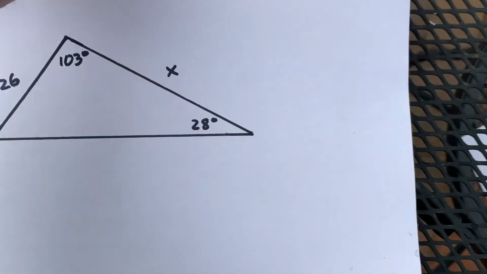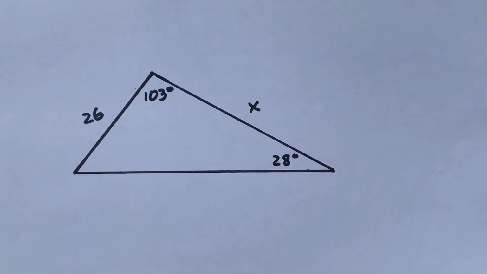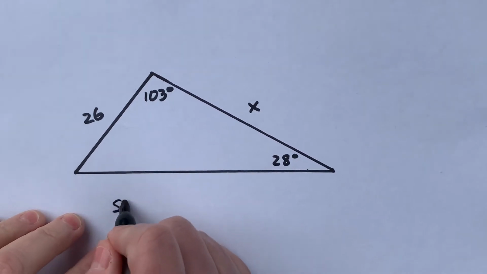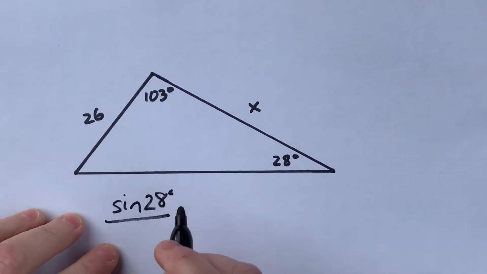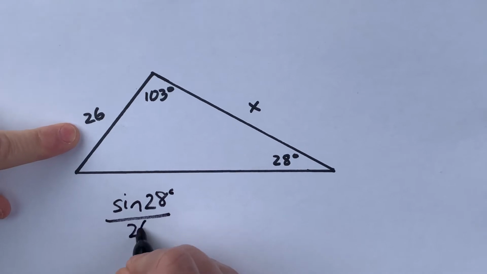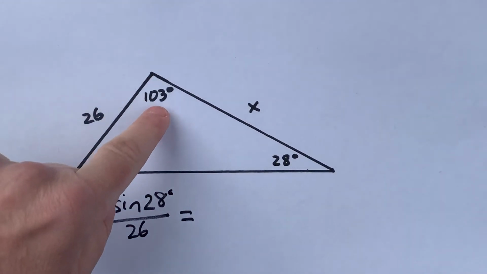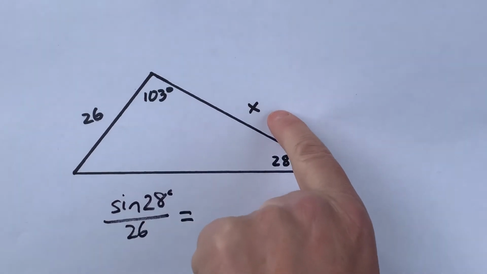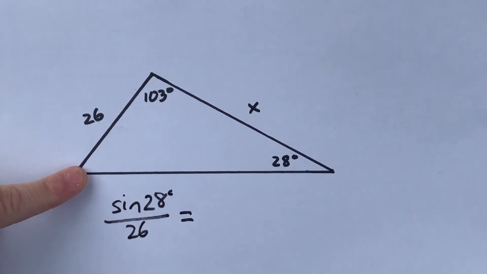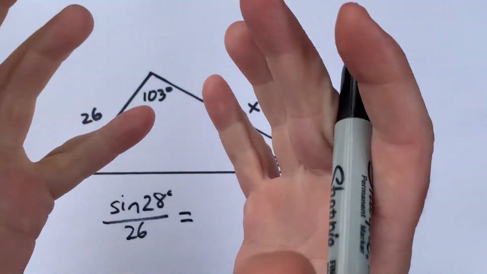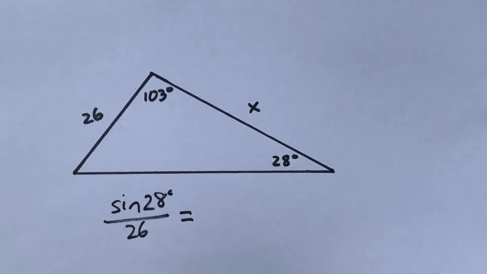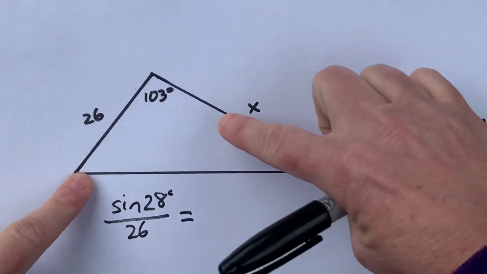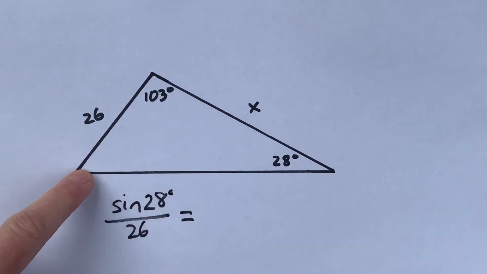Okay, but example 2 is a little bit different, because example 2, I could start out by saying, hey, the sine of angle 28, that's no different, sine 28 degrees, divided by the side opposite is equal to the sine of 103. That's not the side I want. Here's the side I want, but oh my gosh, I don't know that angle. Or do I? I think I do know this angle because you know this and you know this. And if you know this and you know this, you know this by simple arithmetic.